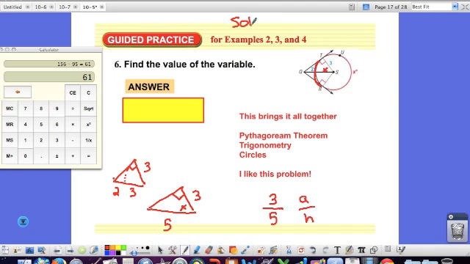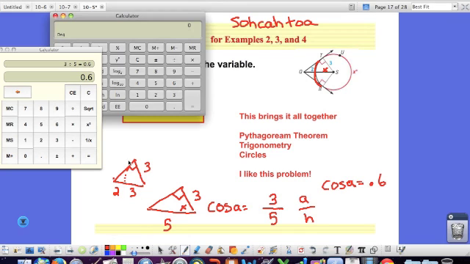If I use SOHCAHTOA, and I don't remember, I can look and say adjacent and hypotenuse uses cosine. So the cosine of X is 3 divided by 5. The cosine of X is 0.6. Remember, this doesn't mean anything. This is not the answer. This is simply what I need to put into the calculator.